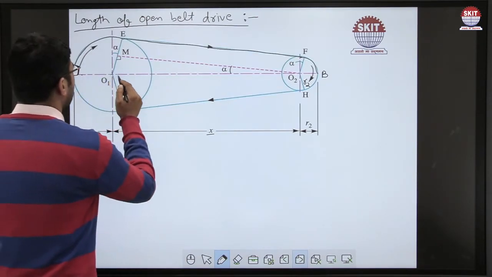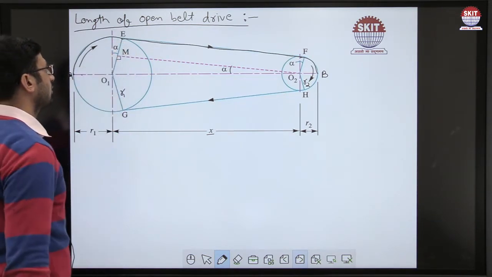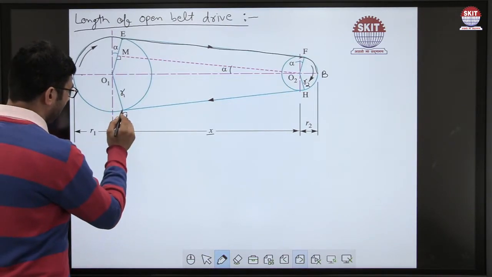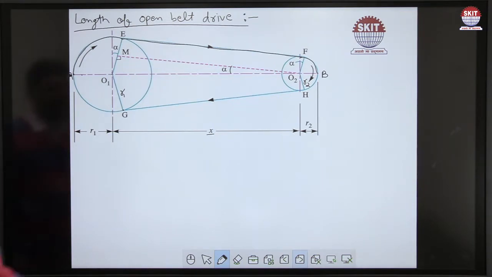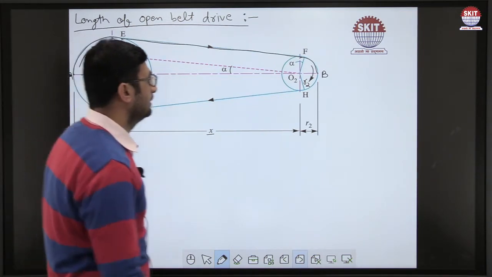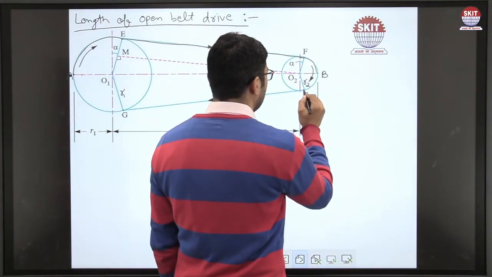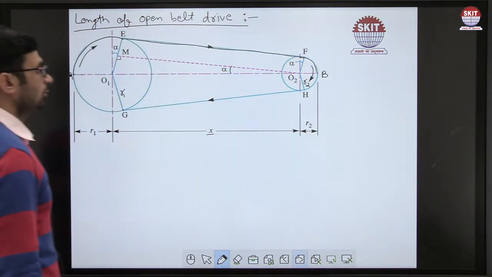From the symmetry, this point E is the end point of the contact of the belt on the larger pulley, and this is the G point, which is the last contact point of the belt on the larger pulley. Same here, point F or end point H is the last contact point of the belt with the smaller pulley.